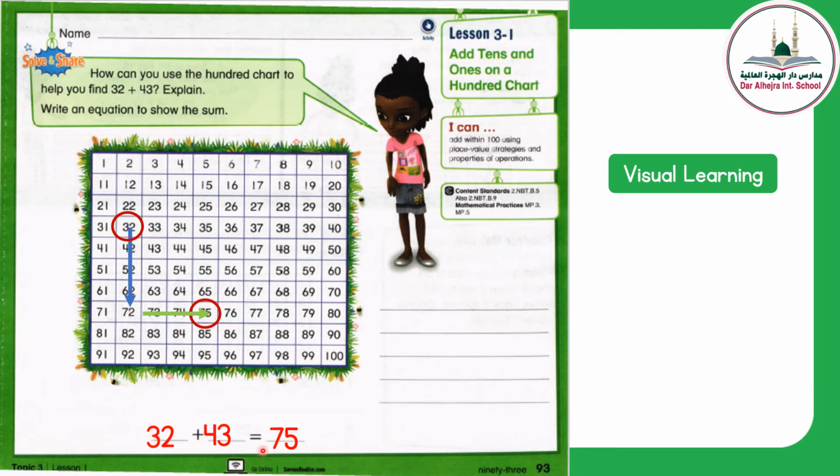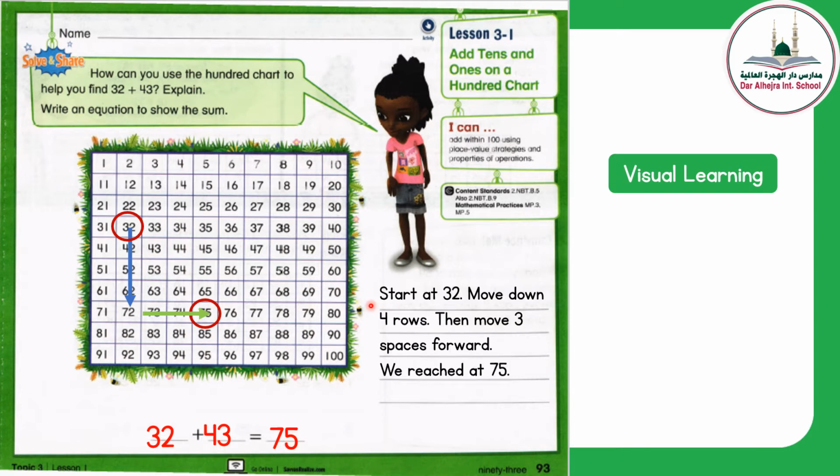So I can write in the form of equation 32 plus 43 equals 75. I can also write my whole process in words like this. Start at 32, move down 4 rows, then move 3 spaces forward. Finally, we reached 75.